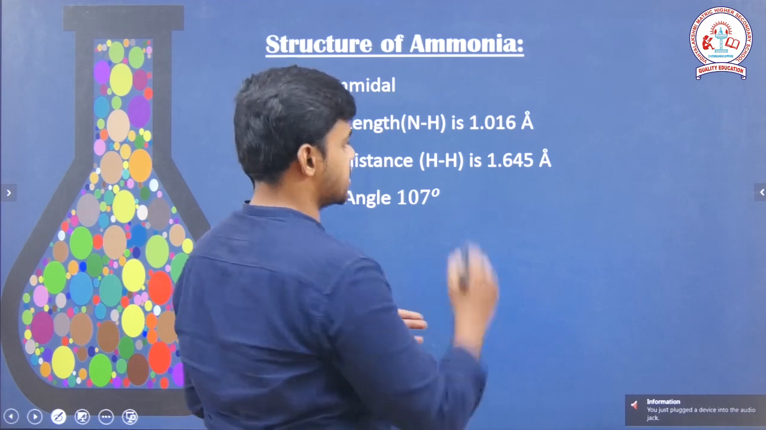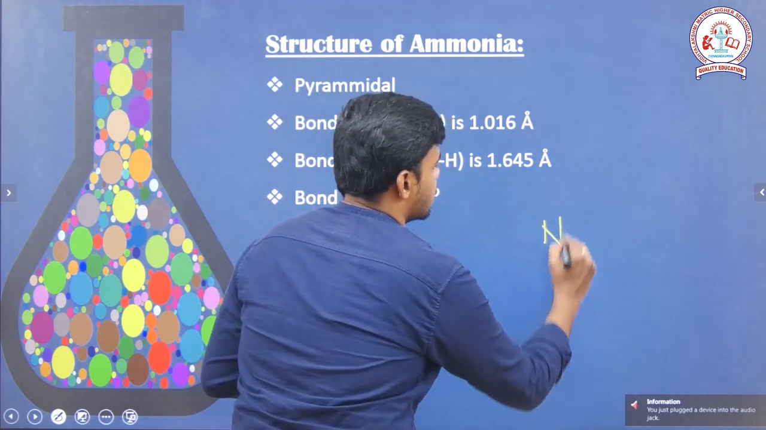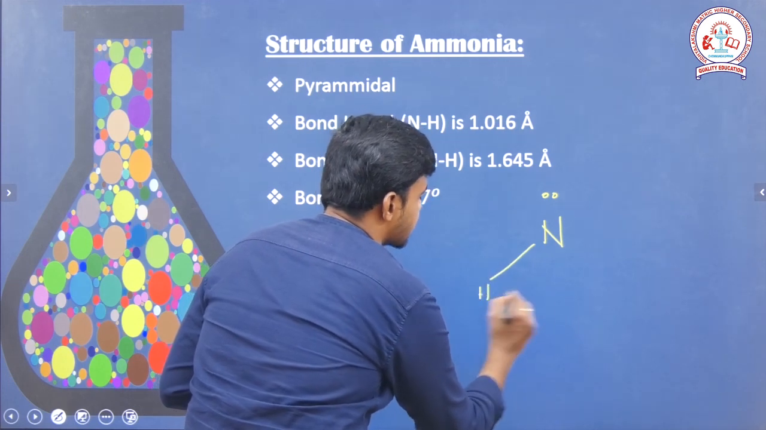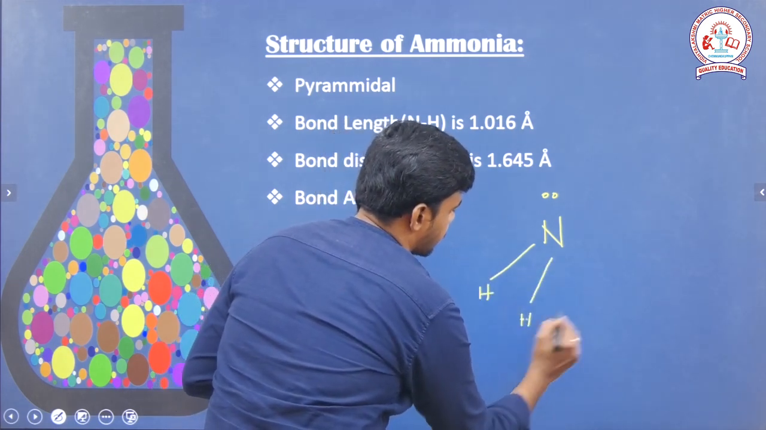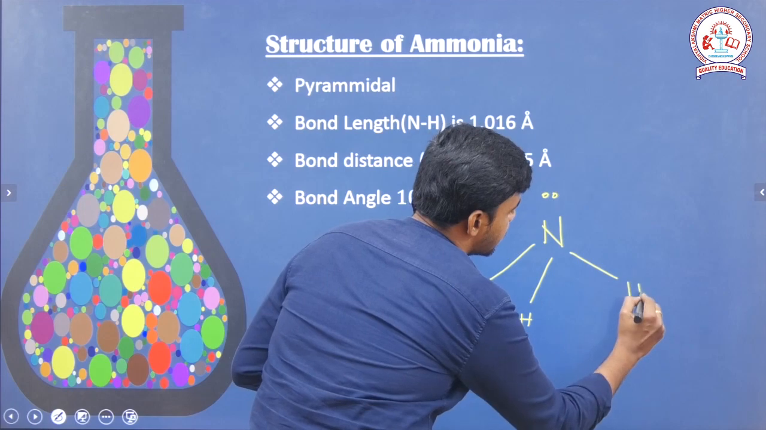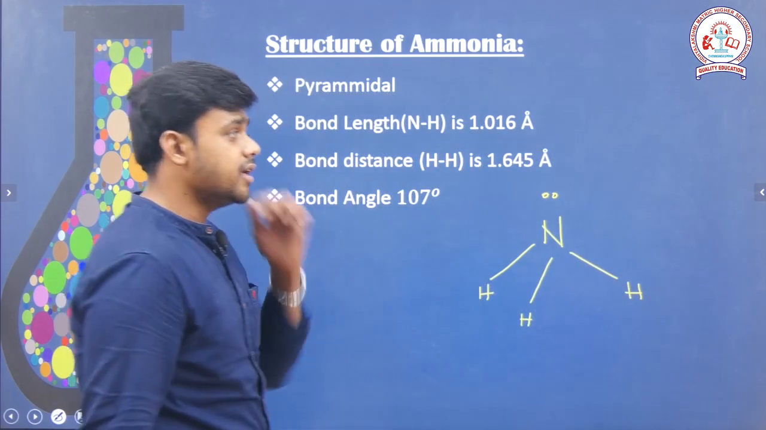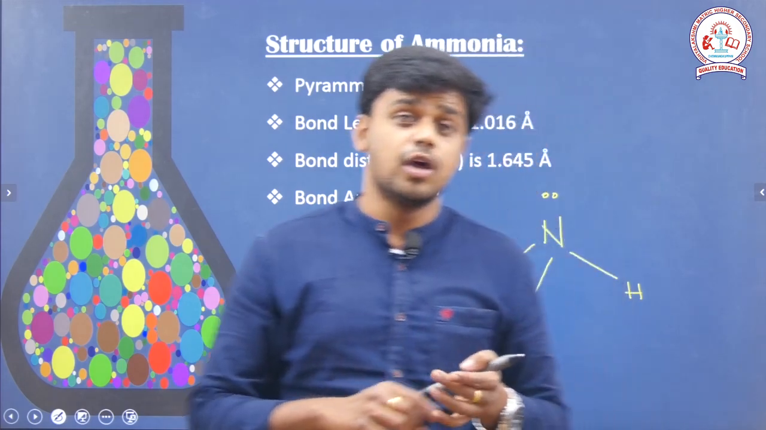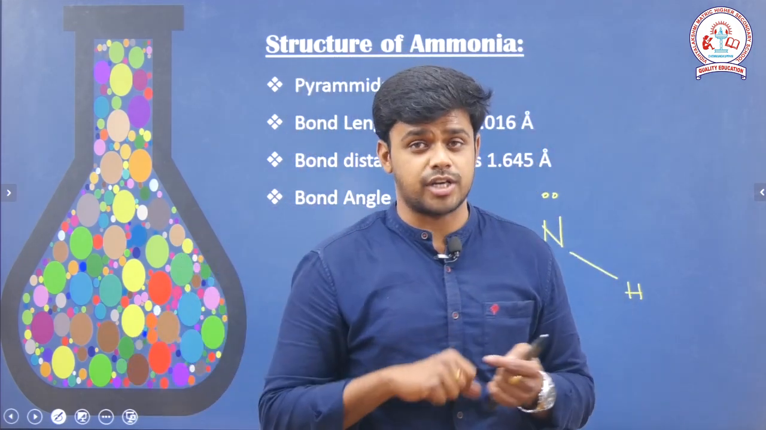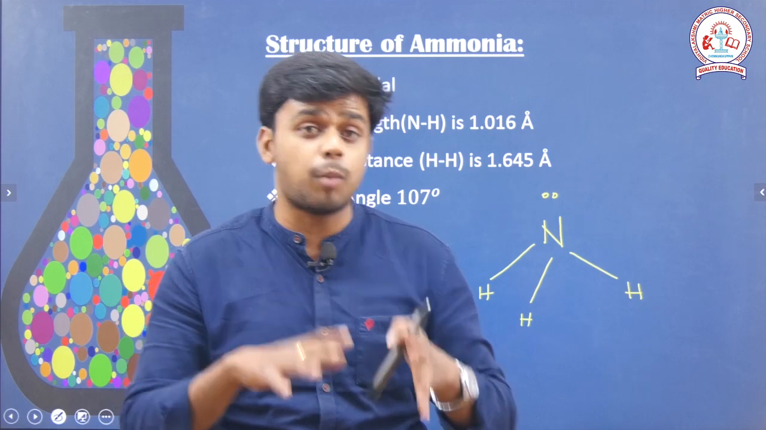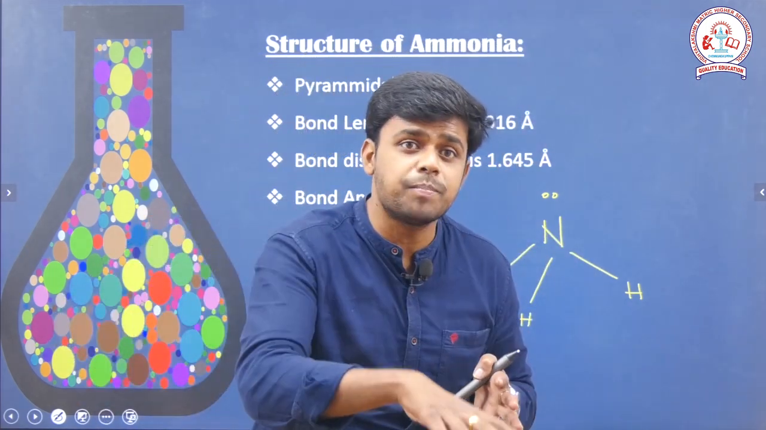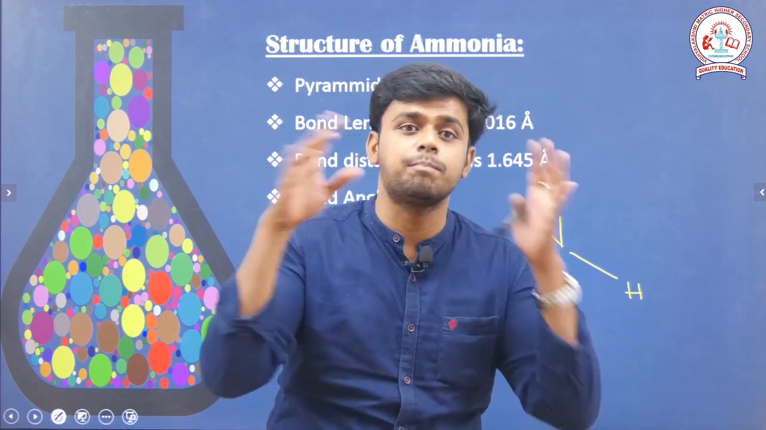See, first we'll just look into the structure. Ammonia has a structure called pyramidal structure. See, the reason for the ammonia to attain the pyramidal structure is because of lone pair and the bond pair repulsion. If there is no lone pair and bond pair repulsion, all the 3 hydrogens will exist on the same plane as a trigonal planar.